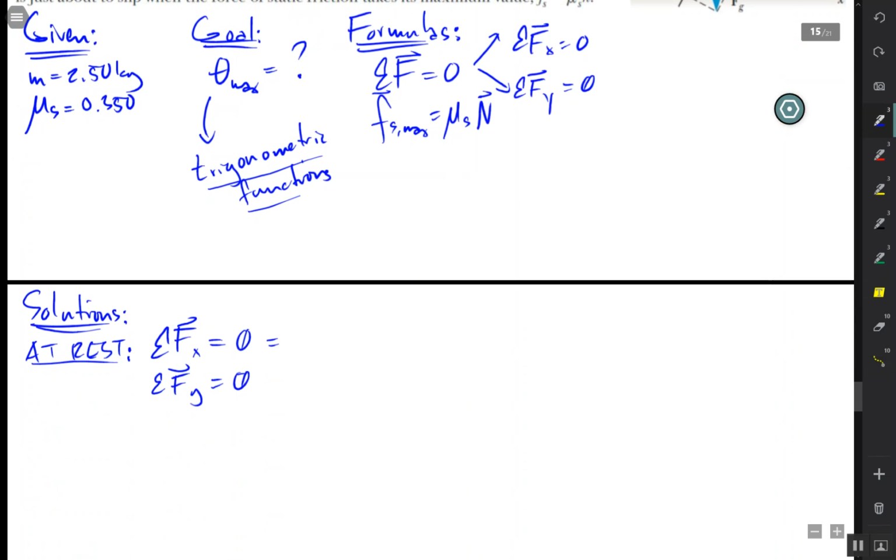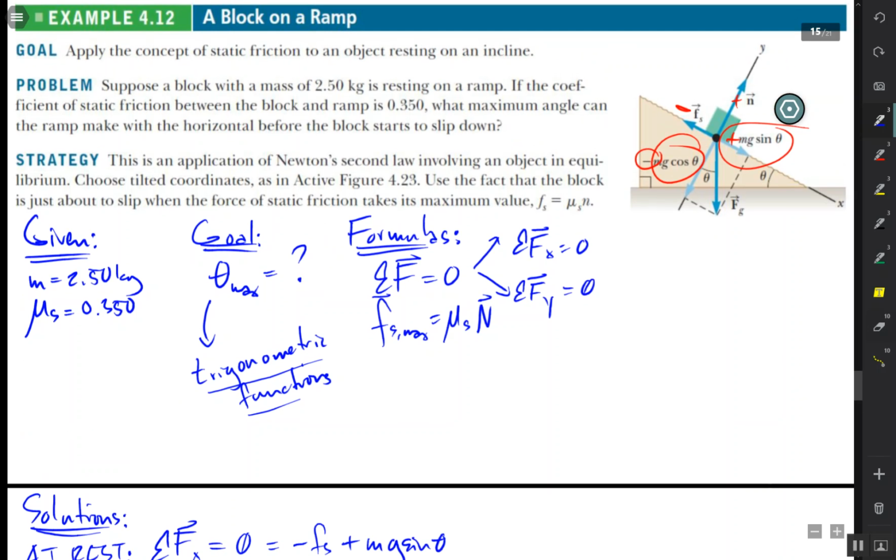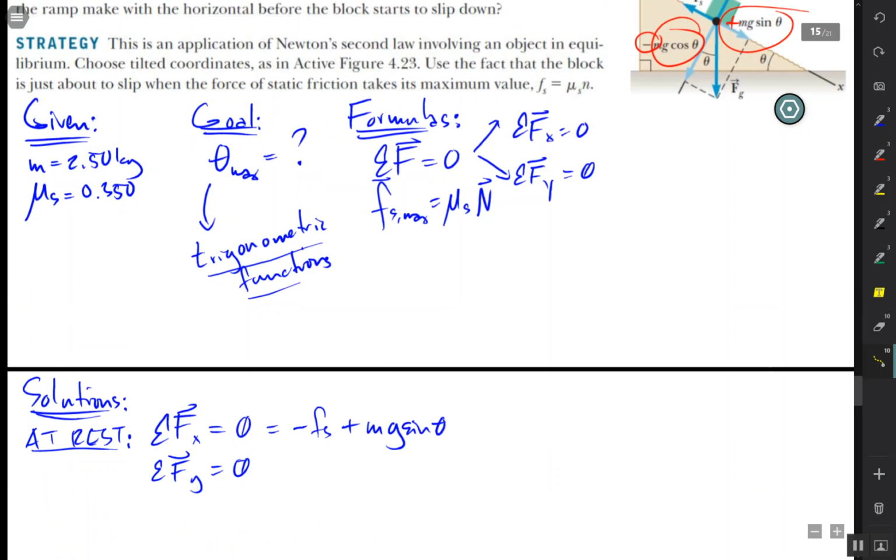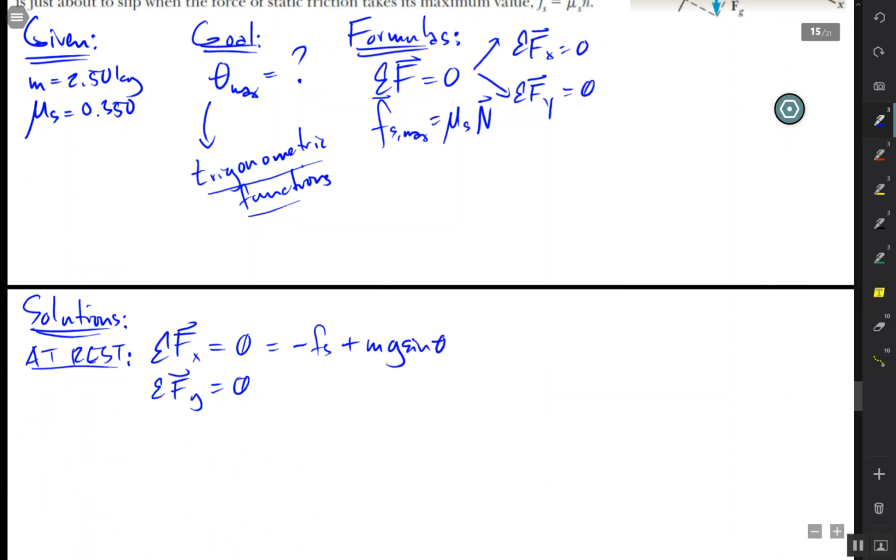So for the x, it was just minus fs plus mg sine theta, if you want to take a peek. Okay? Right there. And what I can do with that is I can simply bring this to the other side, and I get this equation: the magnitude of the static friction is equal to the magnitude of the x component of the weight. Boom. We'll save that and keep that for now.